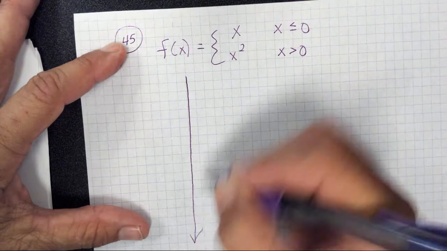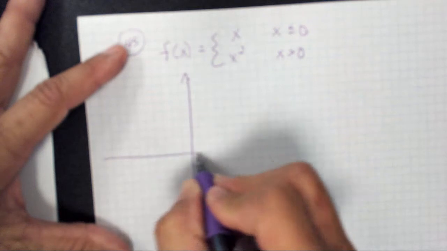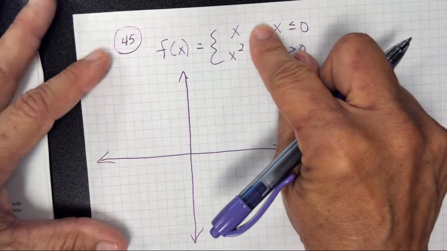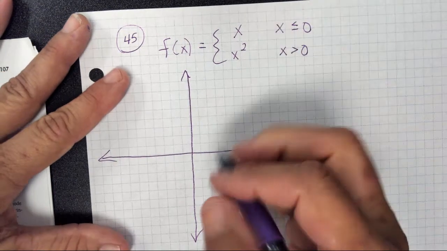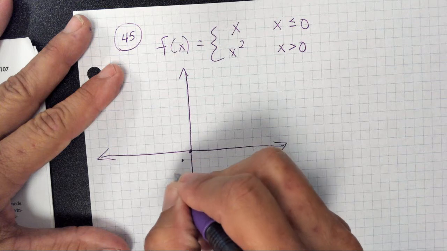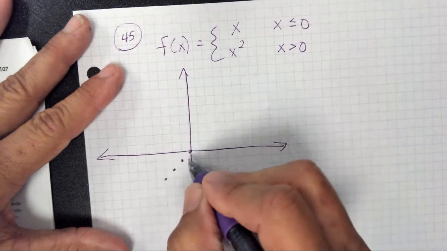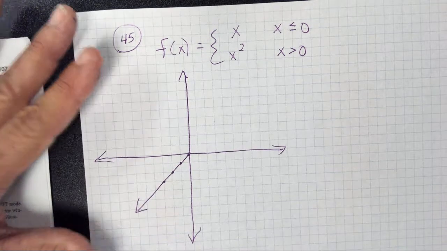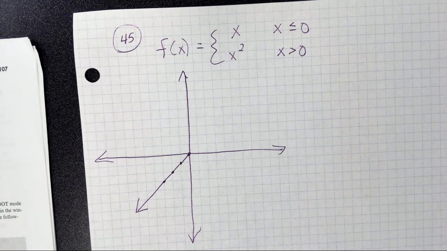So here's my graph. I want to start 0, 0, 1, 1, but I want to go to the left. So would it be 0, 0, negative 1, negative 1, negative 2, negative 2, negative 3, negative 3? And there's f of x equals x for x less than or equal to 0. Okay? Now I want to graph f of x equals x squared. So I want the right half of my parabola, correct?